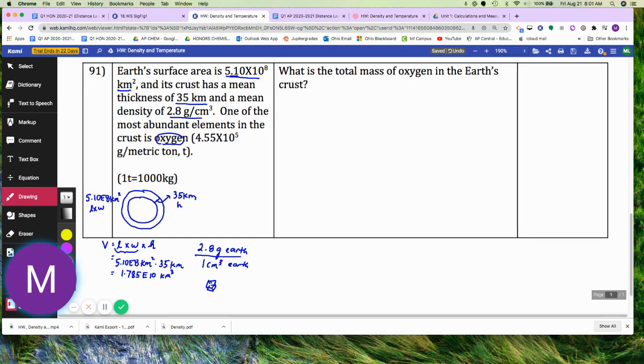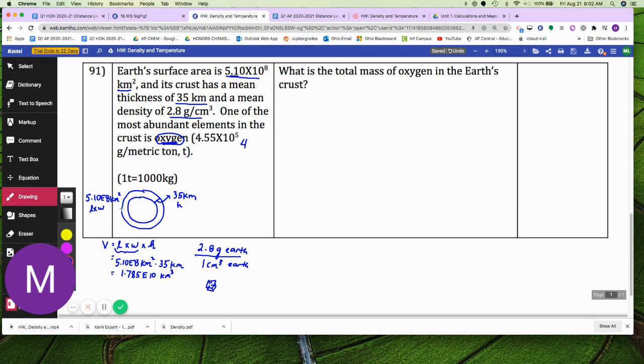It says one of the most abundant elements in the Earth's crust is oxygen. And they gave you that this is the amount of oxygen in the Earth's crust. So I'll use a different color for oxygen and a different color for Earth. So I'll use that color. So this number says 4.55 E5 grams of oxygen.